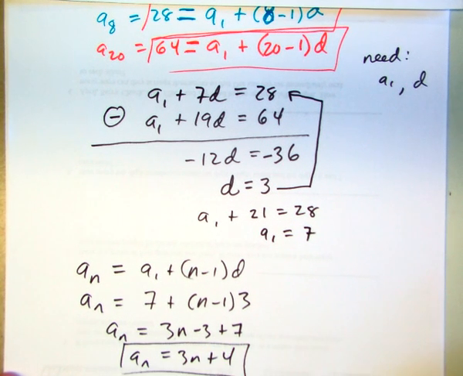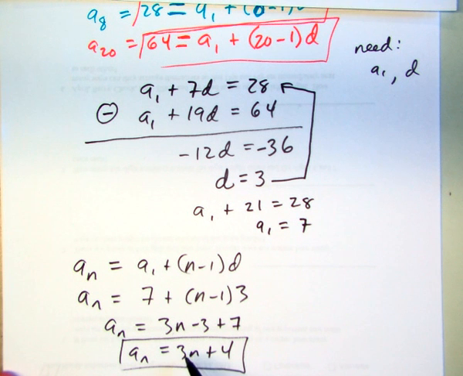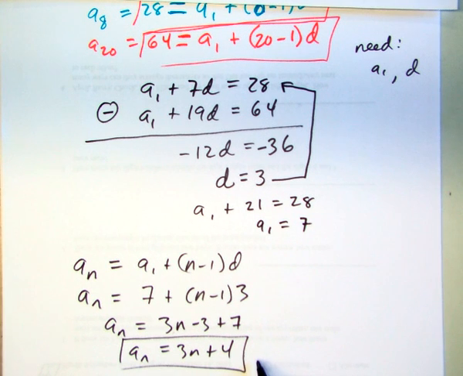And you can double check that this rule is correct, since we know that the 8th term needs to be 28. You can quickly see that 3 times 8 is 24, and if you add 4, you do get 28. And it also works for the 20th term. 3 times 20 is 60. Add 4, you get 64. So this is what we needed to solve for, and we are done with this problem. If we need to do anything else, you can go from here.